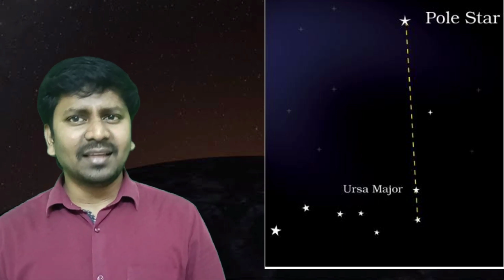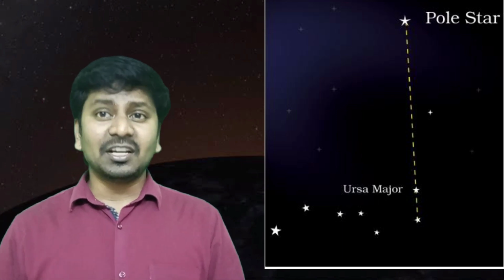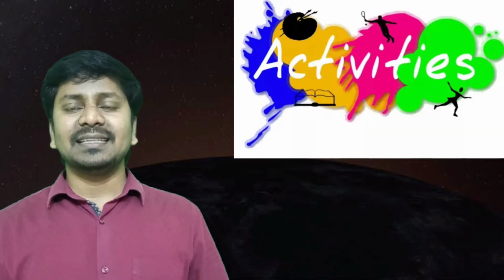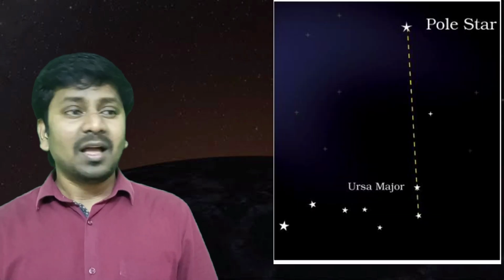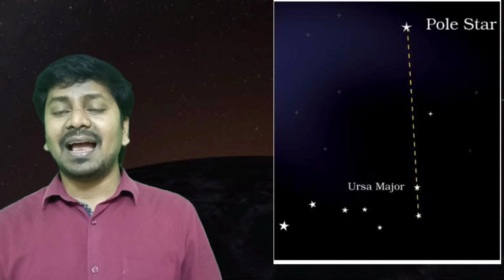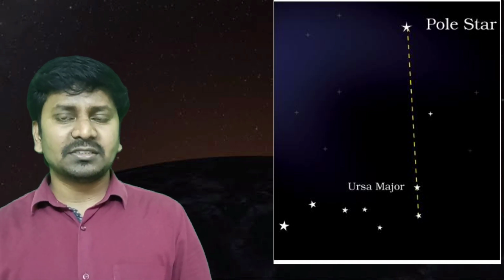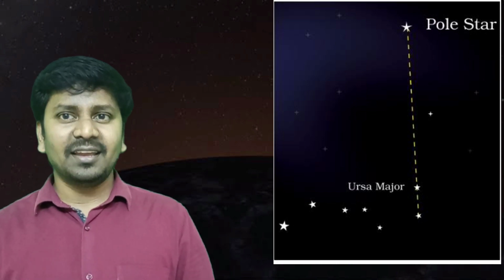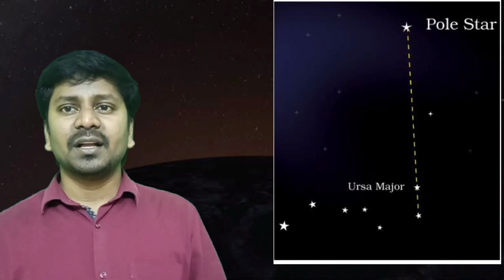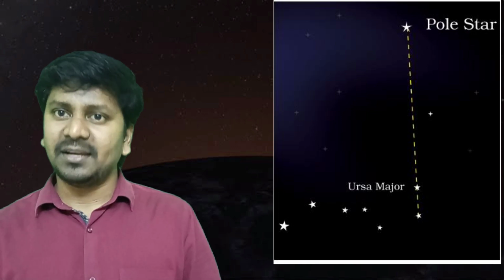I have heard that we can locate the pole star with the help of Ursa Major. For that, we will do an activity. This activity should be performed on a clear moonless night during summer at about 9 p.m. Look towards the northern part of the sky and identify Ursa Major. You may get help from elders in your family.